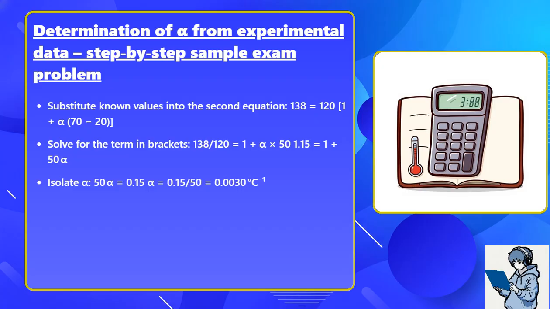Alpha equals 0.15 divided by 50 equals 0.0030 per degree Celsius. Express alpha in standard notation. Alpha equals 3.0 times 10 to the minus 3 per degree Celsius.